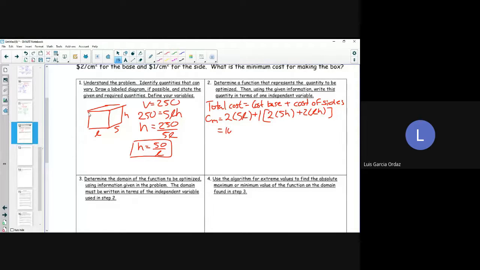So I got 10L plus 10h plus 2LH. So because I have an expression in terms of h, what can I do with my expression in step 2? What can I do with my h? What can I sub it in for? What can I sub in for h?